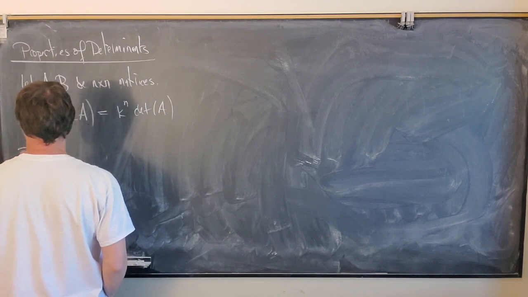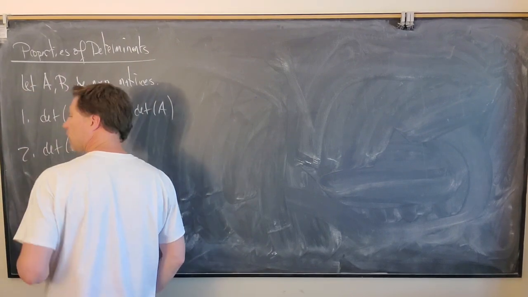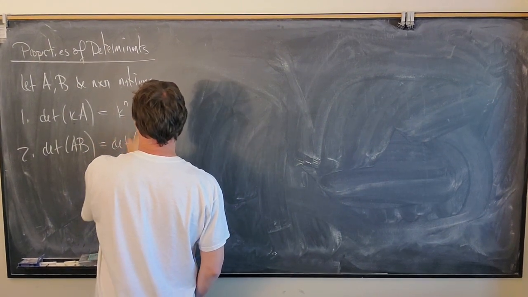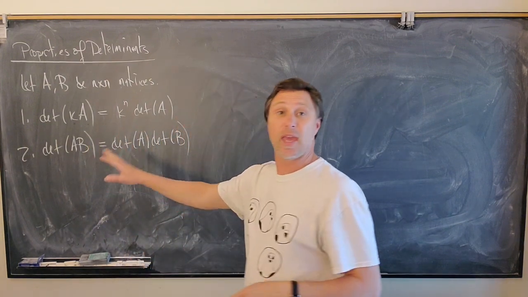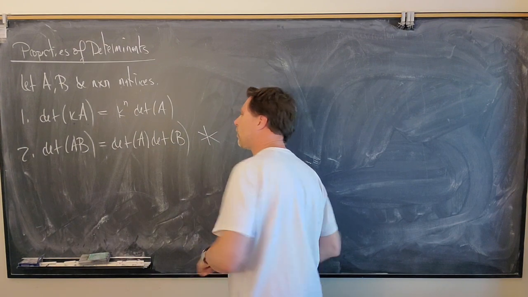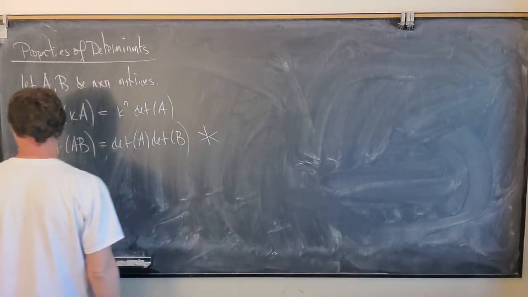Second property, and this one's really important. The determinant of A times B is equal to the determinant of A times the determinant of B. So determinants behave very nicely with matrix multiplication. I'm going to put a star by that one. That's an important property.